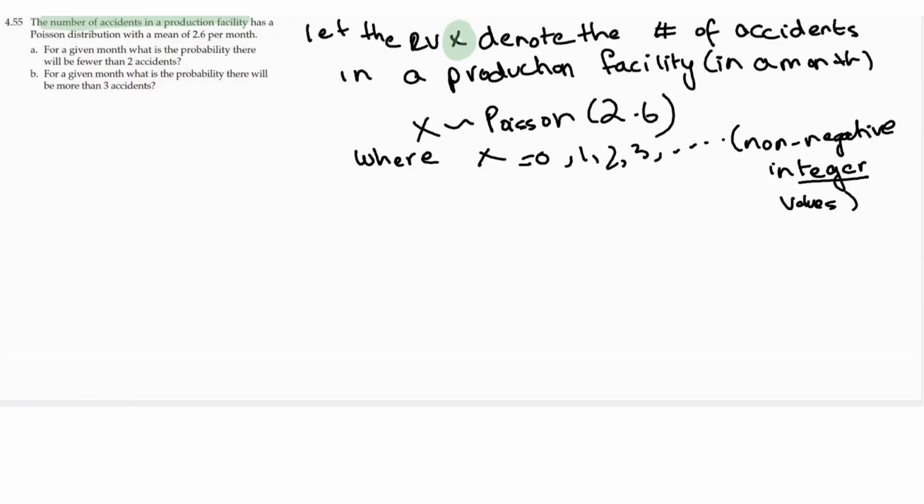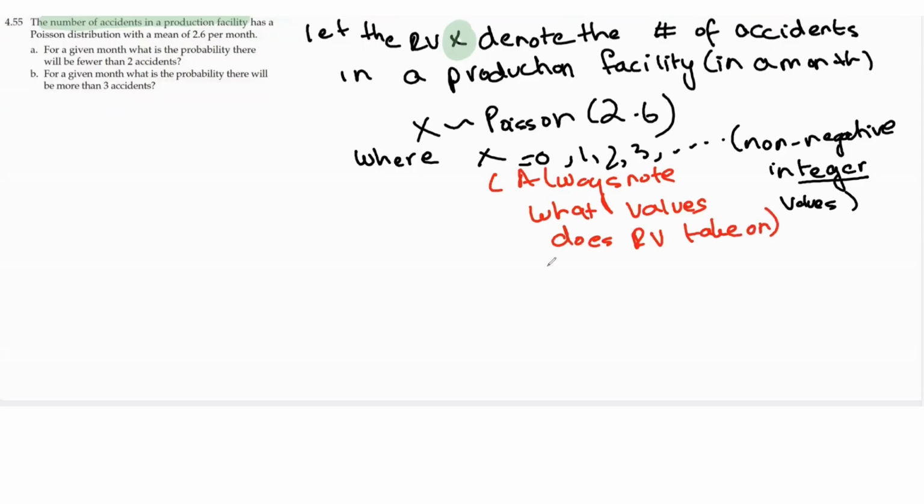Now this is important. We'll see in part A and B why. You should always note what values a random variable takes on. You should always keep in mind what values a random variable can take on, and we'll look at why in part A and B, right? So this is something that should always be in our mind. Let's look at part A.